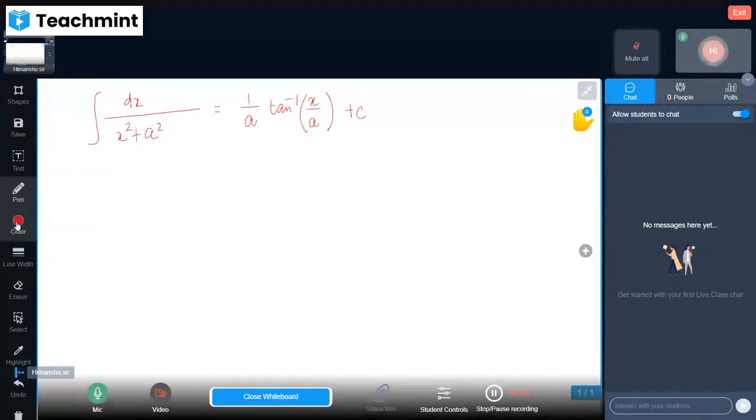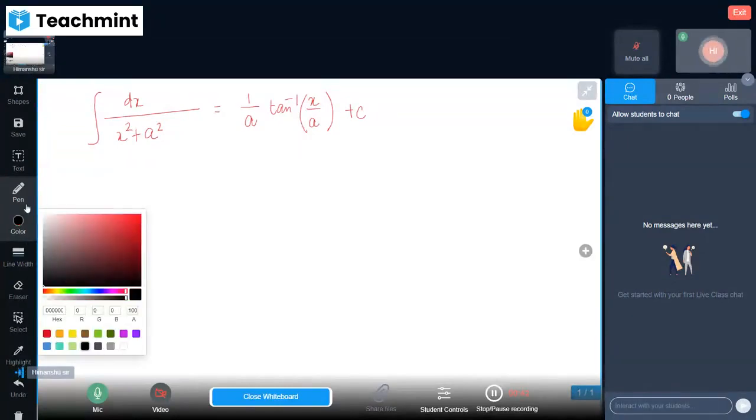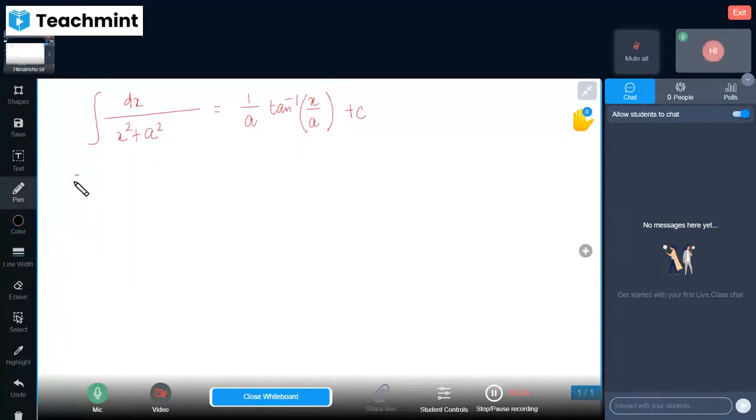Okay, let us prove it, because without proof the things will not be digested, right? So the integration of dx upon x square plus a square is given. Put x is equal to a tan theta, as tan square theta plus 1 is sec square theta. When there is a plus, a substitution of this type is required. Okay, so let us take the derivative.